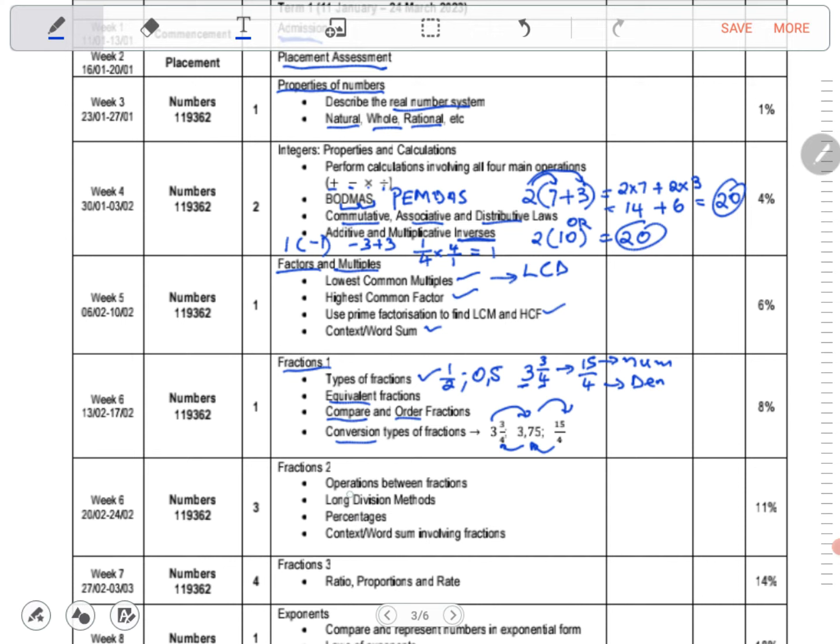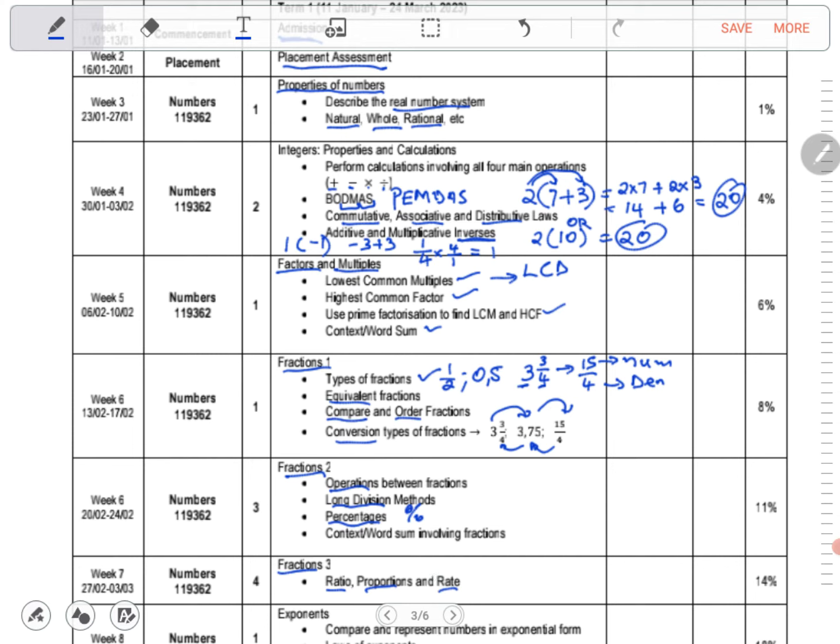Then next, we will deal with fractions again, but in this case, we are now calculating between fractions, all right? And then we can also deal with a long division method of dividing two numbers, and we can also introduce percentages here as well, because the percentage is actually a special type of fraction. And then the next part about fractions, we deal with ratio, proportions, and rate.